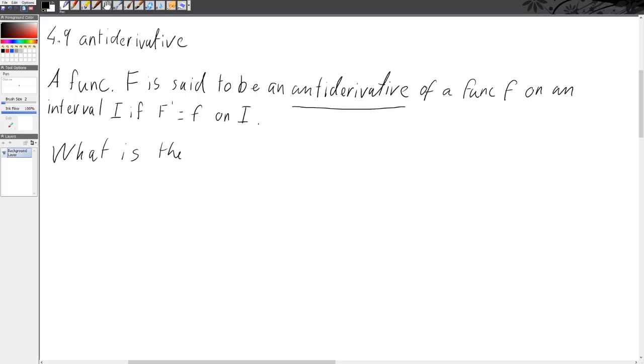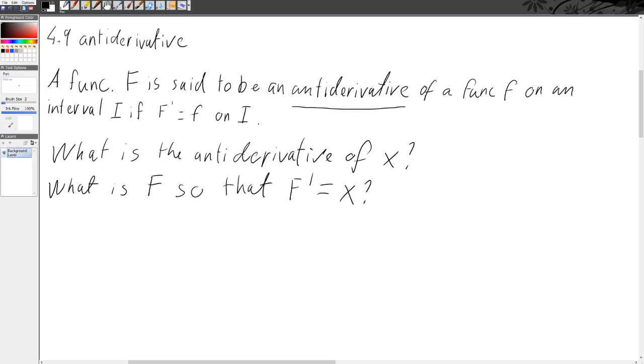So what is the antiderivative of x? We are essentially asking what is the function capital F so that F prime is x. What function can we take the derivative of so that the derivative is actually just x? Since x is a linear function, a good guess would be that F is equal to x squared.